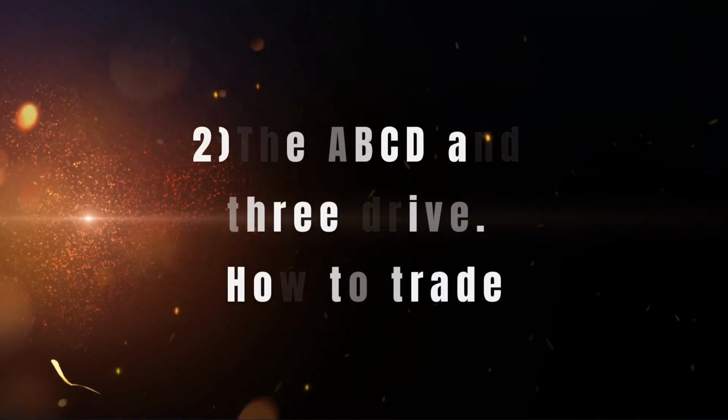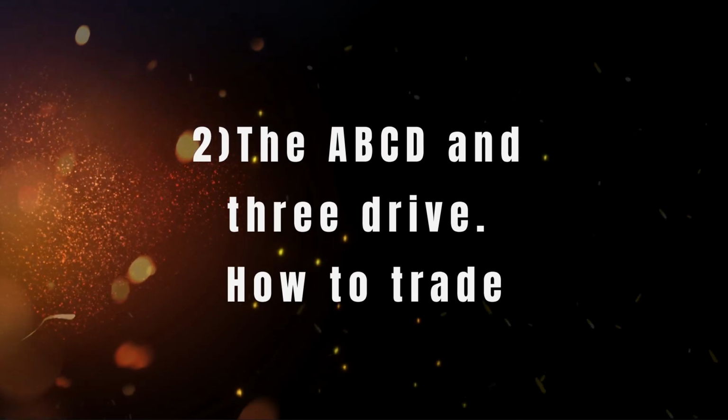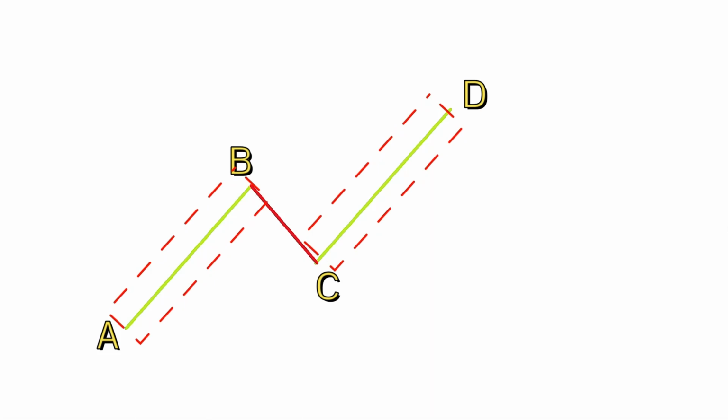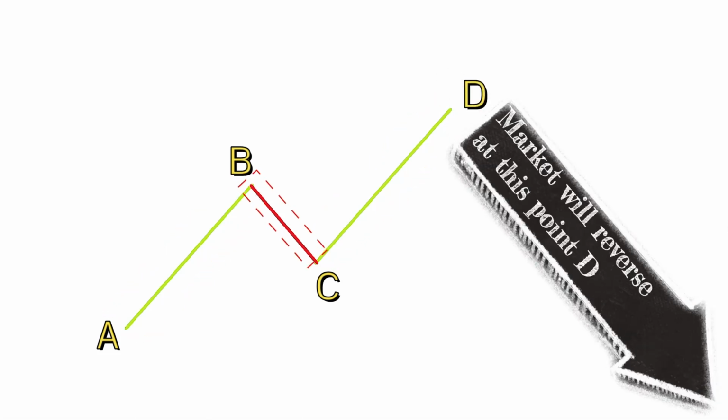The easiest pattern of all, the ABCD. There is a bullish and a bearish variation. Since the pattern is the same, the same principles apply to both cases. This pattern is composed of 3 movements and 4 points. The lines AB and CD are also known as the legs, while BC is called correction or retracement.